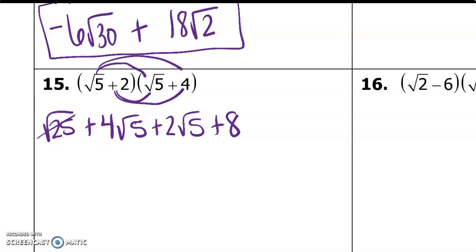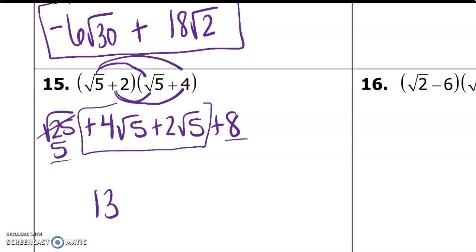So the square root of 25 is just 5. 5 plus 8 gives me 13, and then these two are like terms because they both have a square root of 5. So 4 plus 2 would give me plus 6 square root of 5.